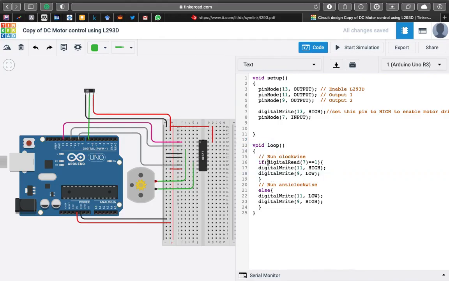If digital read of pin 7, if the switch is connected to VCC, then it will be logic 1. If it is equal to 1, it will write a high on pin number 11. Here it will be 1 and this will be low, so that it will run in the clockwise direction. If the switch is connected to plus VCC, it will run clockwise. Else, it is going to run anti-clockwise. That's all about the circuit diagram and the code. So let's try simulating this.